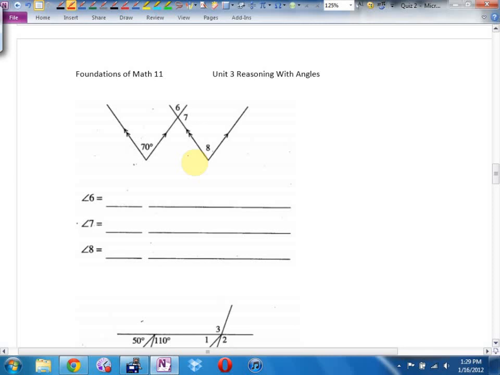Angle 6. Well, the only angle they gave me is 7. Oh, yeah, 70 corresponding. A little neater, Mr. Dueck. 70 corresponding. I almost didn't see that, and then I went, oh yeah, there is a letter F on its side at a 45 degree angle upside down right there, but there is an F.